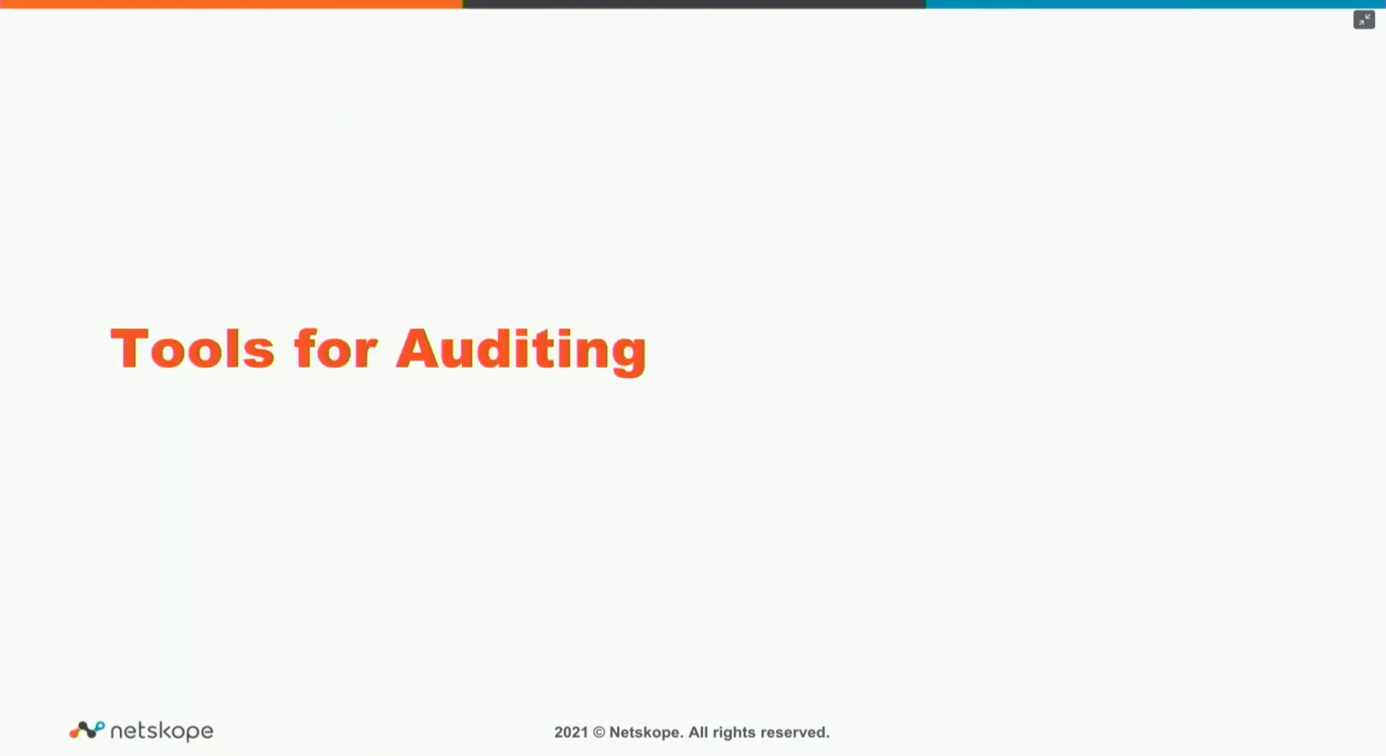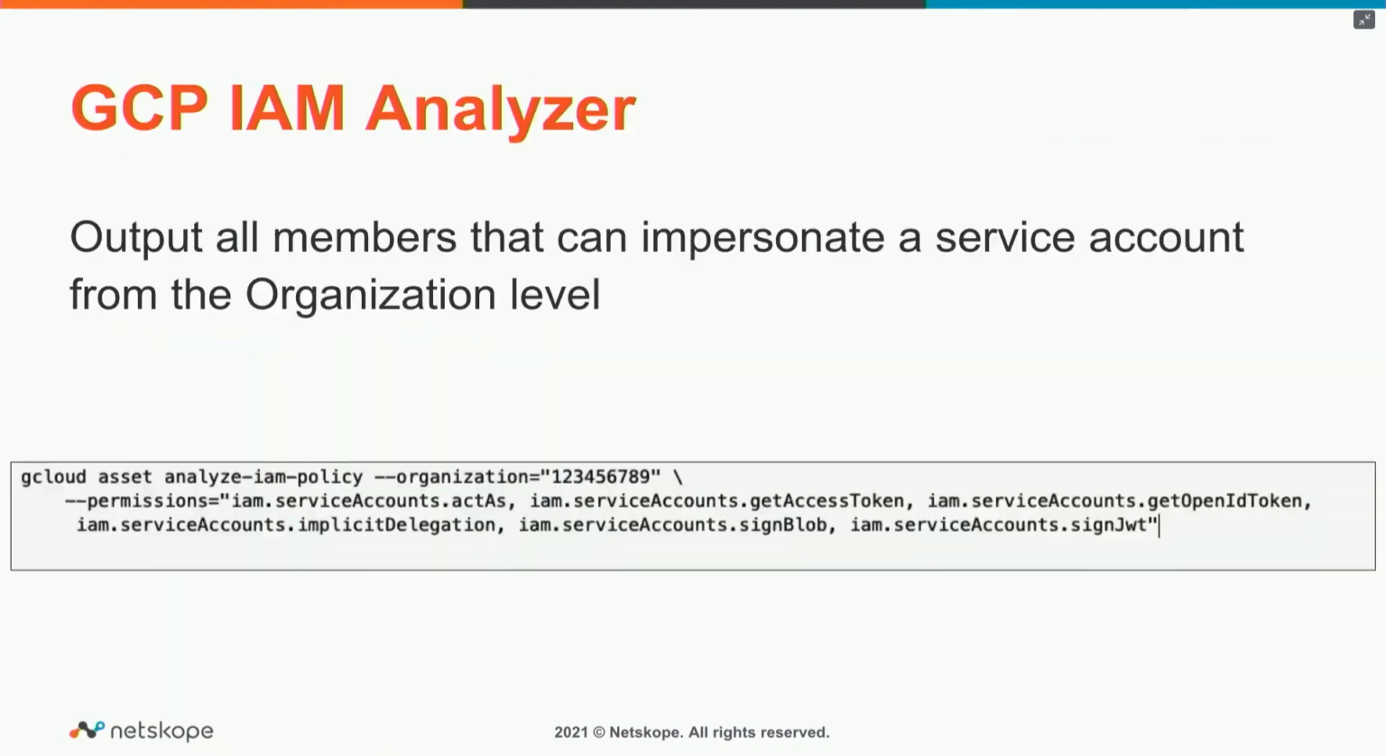So how do you deal with this? Well, there are some tools for auditing. Since I started looking at this problem and created a tool, GCP actually came out with a tool as well called IAM Analyzer. And so this is something that can help you find what identities can do in the environment. But you have to know what you're looking for.